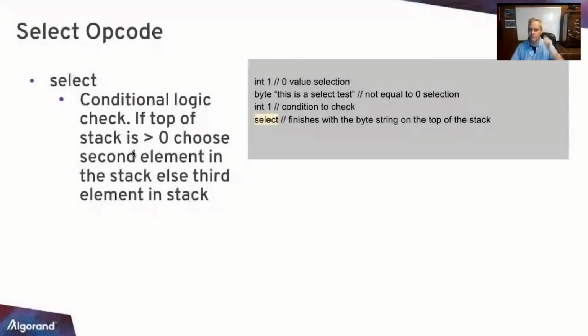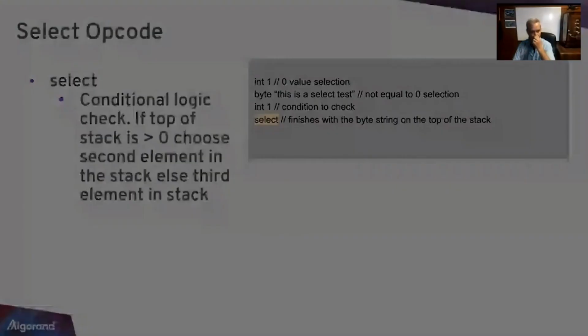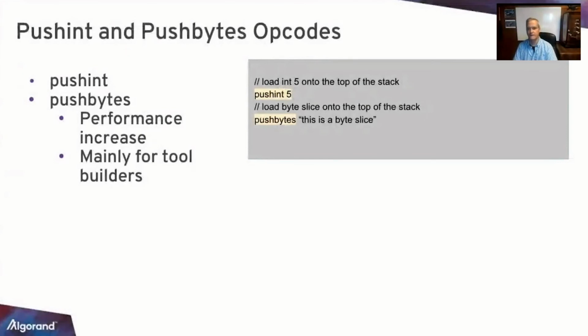Next thing, we now have a conditional operator called select. What select allows you to do is conditionally load 1 of 2 values onto the top of the stack. It checks the current top of the stack, and if it's anything but 0, it'll take the very next item on the stack and move it to the top. If it's 0, it'll take the second element on the stack and push it to the top. I'll show an example of that in a minute. We also have push int and push byte opcodes. These are primarily used by tool builders for increasing the performance of pushing integers and byte slices on the stack. Feel free to use those.